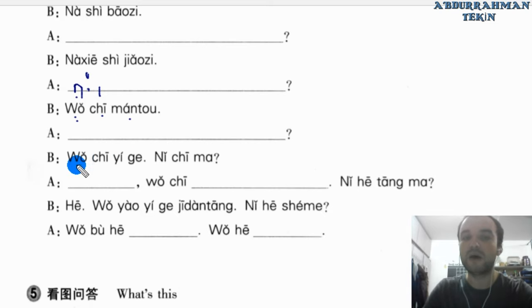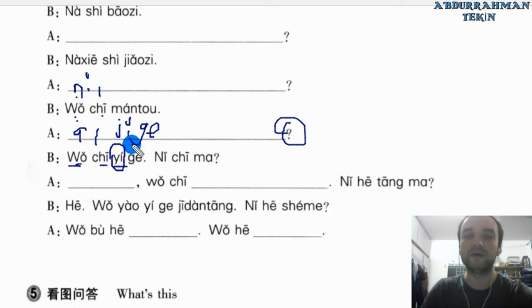我吃一个. I eat one. So what should be our question here? How many do you eat? So 你, and here 我 changes to 你. 你吃, not 一个. Instead of this number, we should write 几. 几 means how many? 几个. 你吃几个? How many do you eat?